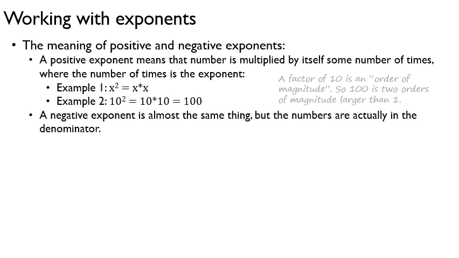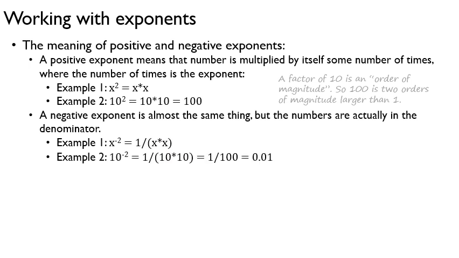Now back to exponents, when we have a negative number in the exponent, it's a very similar meaning to the positive exponent, but the numbers are actually in the denominator. So x to the minus 2 means 1 over x squared, which is 1 over x times x. Or if I have 10 to the minus 2, that means 1 over 10 to the 2.